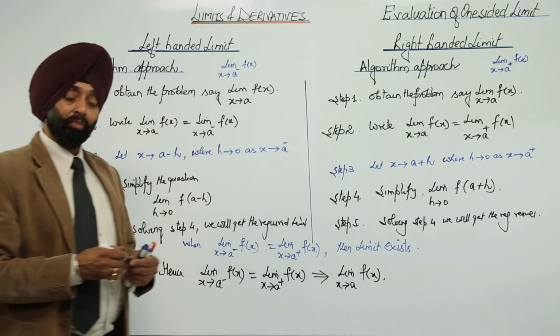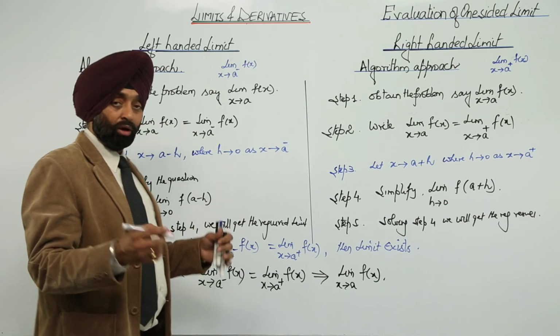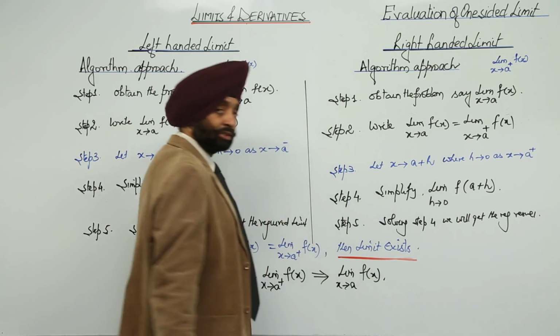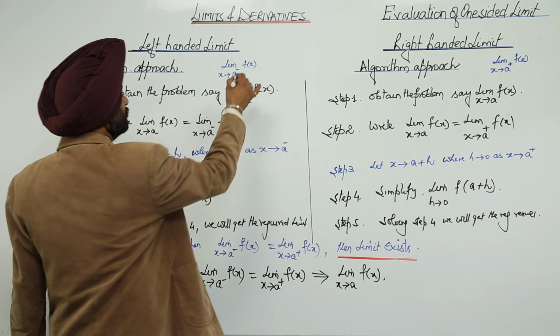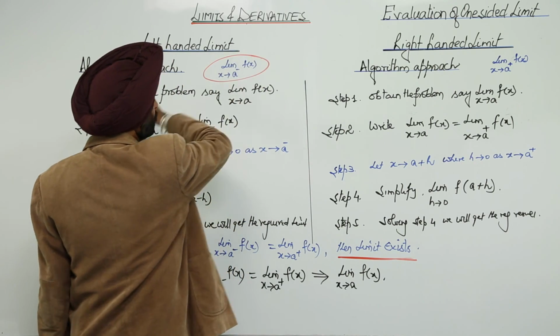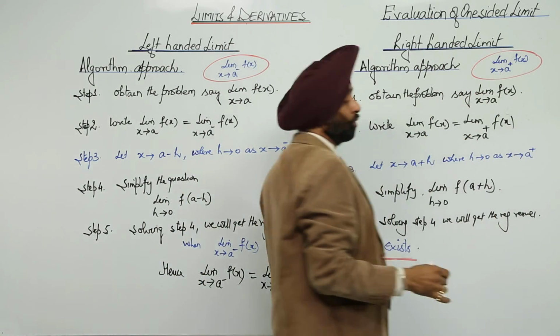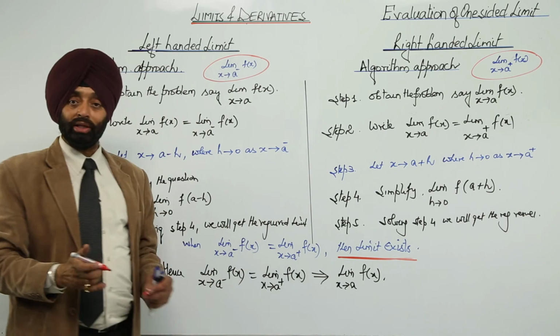Okay, so the main thing right now is that we have to check whether the limit exists, and remember these two things, this one and this one. And this is a very, very, very important concept. Now, I am going to give you an example for this.